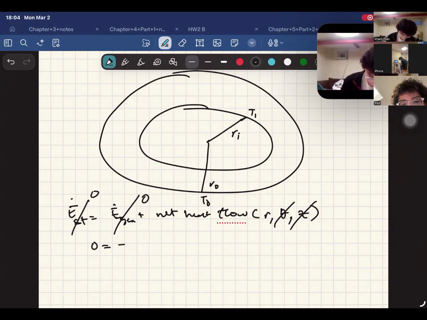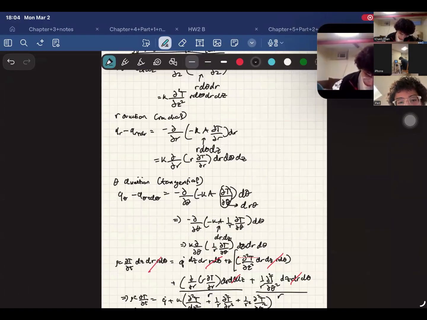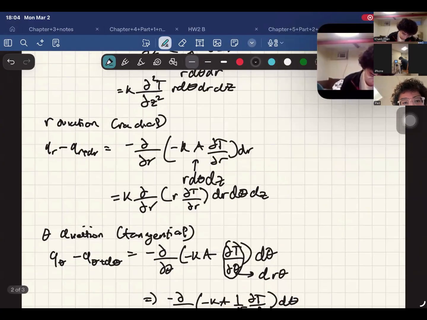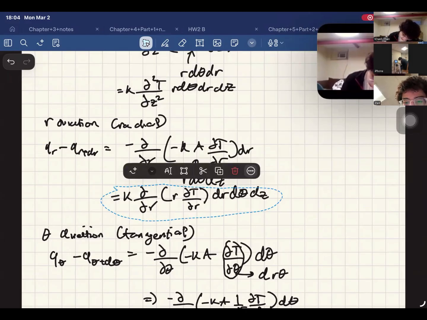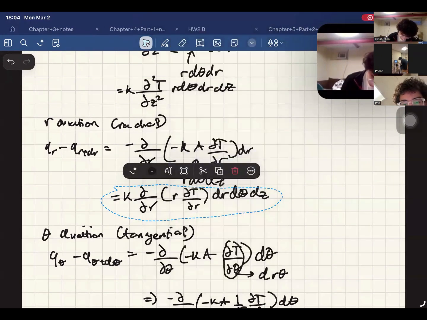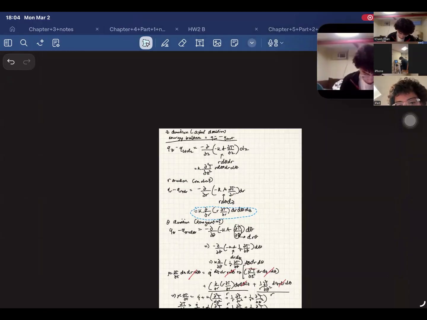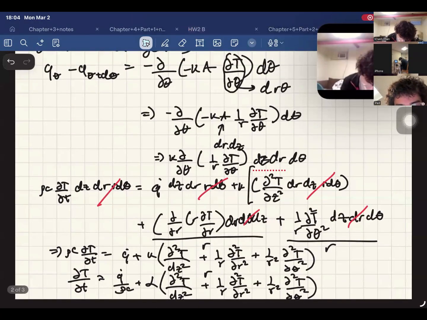negative heat flow. Let's see over here. I'm just going to write the equation that we derived earlier over here. So we have radial over here. Actually, I'm going to do this.